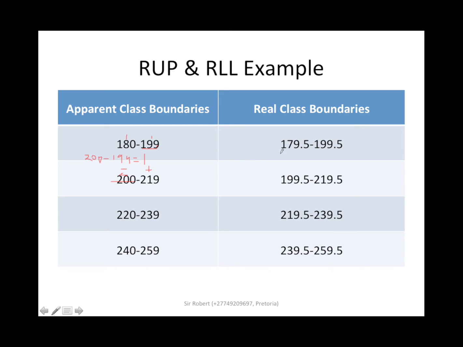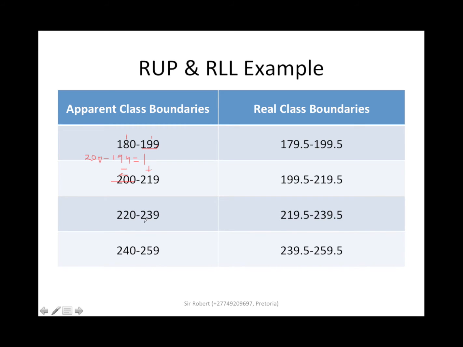So 180 minus 0.5 you get 179.5. 199 plus 0.5 you get 199.5. If you go to the 200, minus 0.5 you get 199.5, and 219 plus 0.5 you get 219.5. So it's the same up to this. Let me refresh it. This can work on any two pairs.